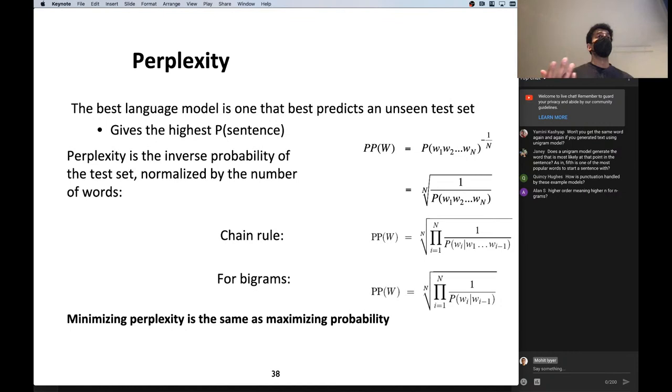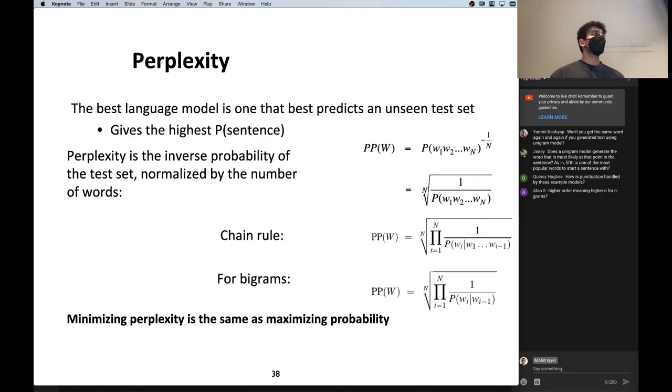Note that this is the inverse probability. This is a negative exponent, and so minimizing the perplexity is equivalent to maximizing the probability. The two are directly related. You might ask, why do we use this perplexity thing instead of just measuring the probability of the test set? There are some historic reasons why we do this.